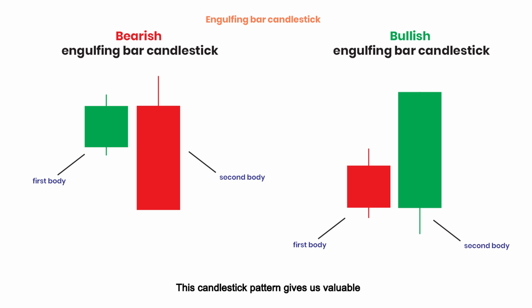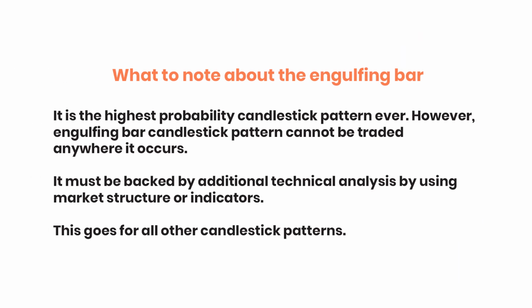This candlestick pattern gives us valuable information about bulls and bears in the market. A bearish engulfing bar tells us the sellers are in control of the market, and a bullish engulfing candle indicates that buyers are in control. What to note about the engulfing bar? It is the highest probability candlestick pattern ever.